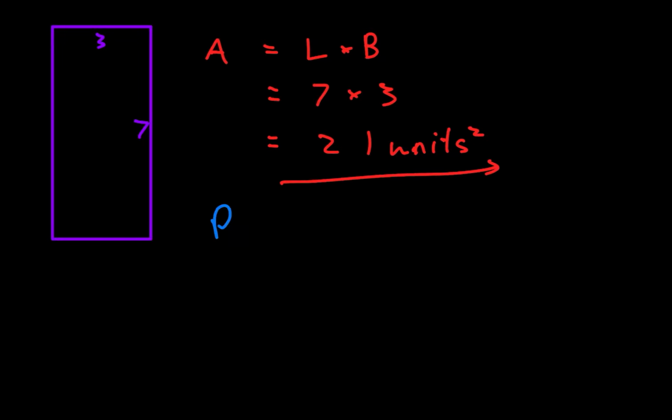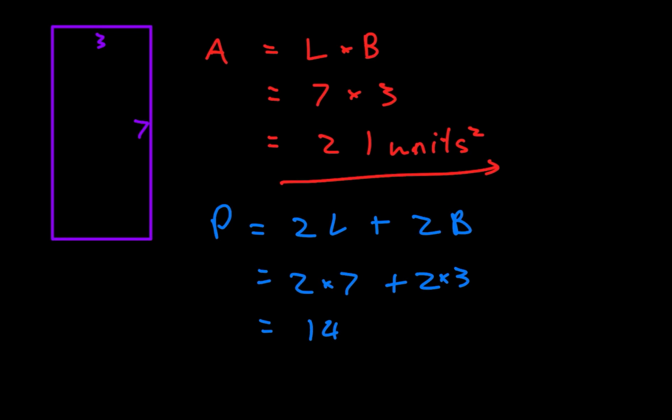To calculate the perimeter, we use the formula 2L plus 2B, and our length is 7, so it's 2 times 7 plus 2 times by 3, which gives us 14 plus 6, which is 20 units. We'll do one more example.